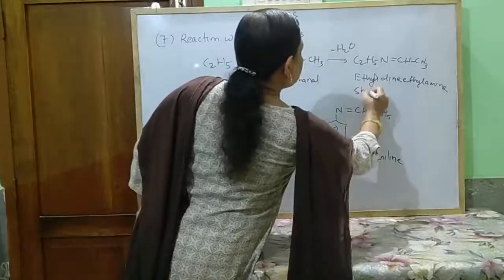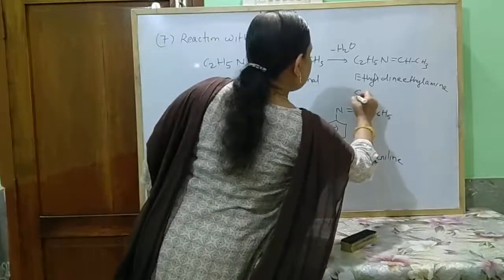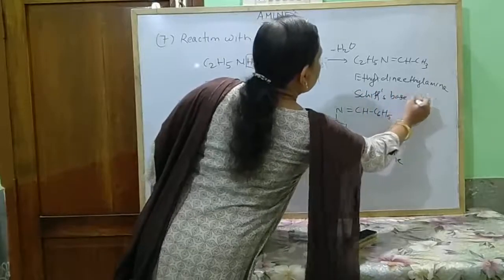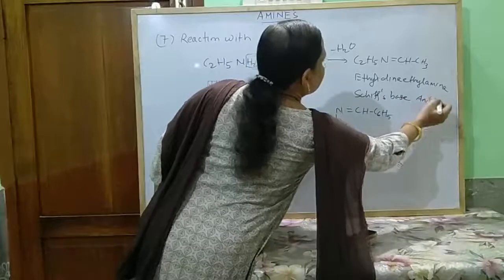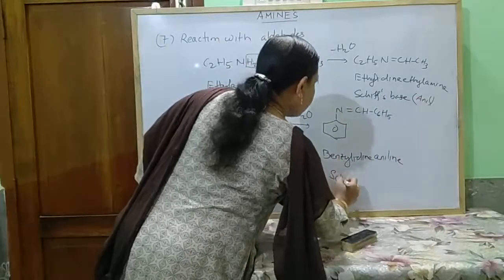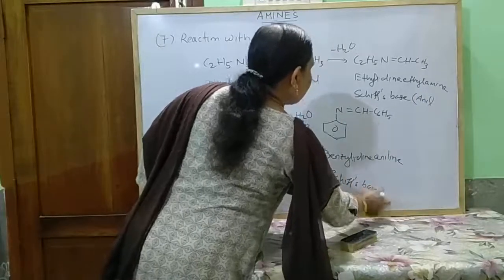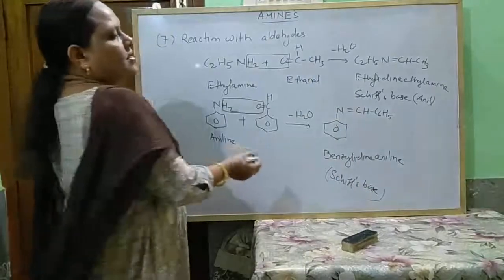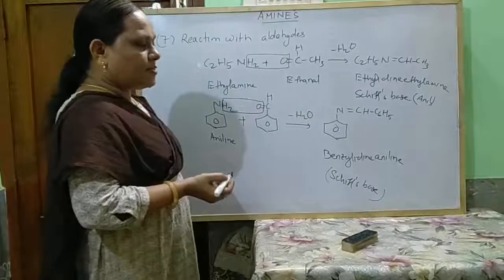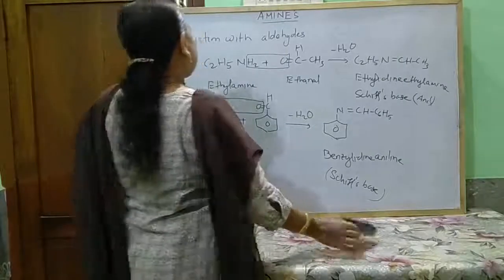Both are Schiff's bases. These are known as Schiff's base or anils. This is also a Schiff's base. Some different examples: one is ethylidene ethylamine and another is benzylidene aniline. Next come to another important reaction.